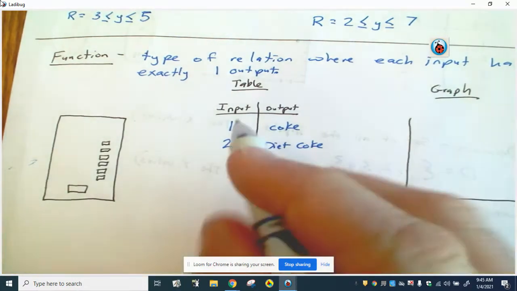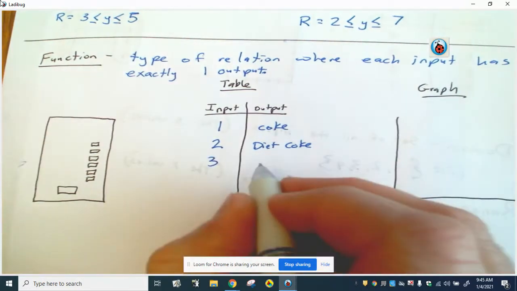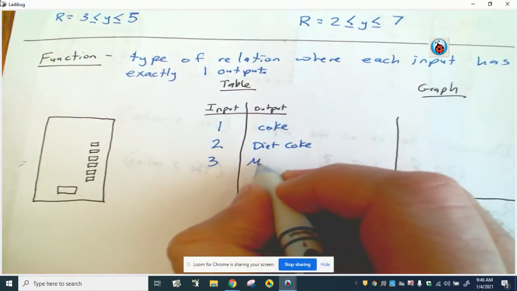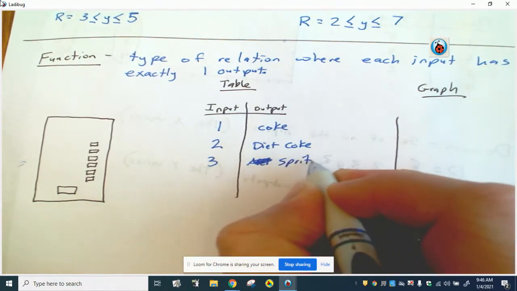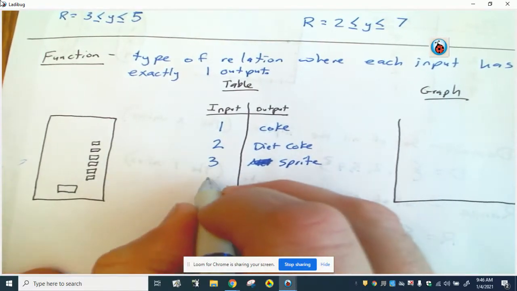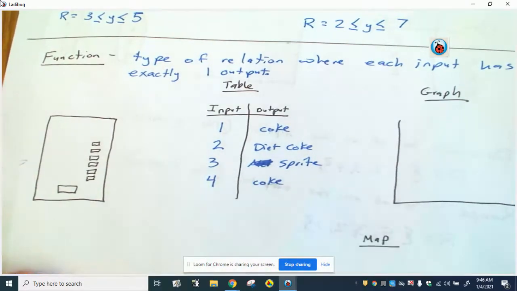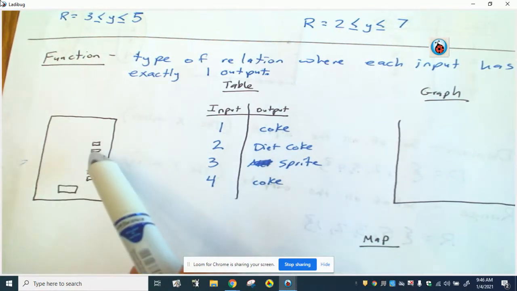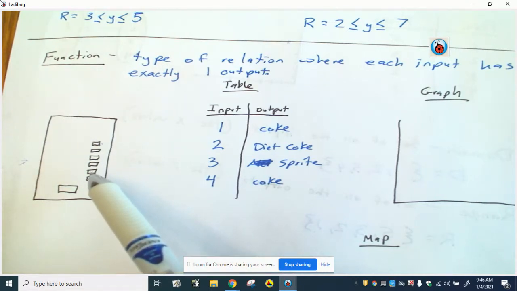Our machine seems good. And we put our money in, we press the third button, and we get, I don't know, how about we'll call it a Sprite, right? We get a Sprite. Okay, so our machine seems to be working. Well, let's say we put our money in and we press the fourth button and we get a Coke again. Is this machine broken? Well, the answer is no. It just means we have a Coke button up here. We have another Coke button down here.